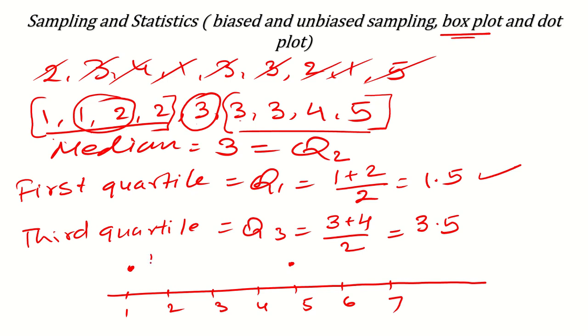So for the box, its first line will be here at 1.5 and then the third line will be at 3.5, because this is the third quartile. So it will be like here. Okay, like this, and then make the box like this. Now where is the median? Median is 3. So make a line on 3 like this, okay, and then join with the line like this.